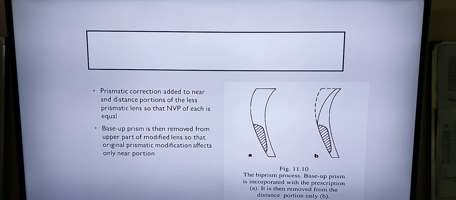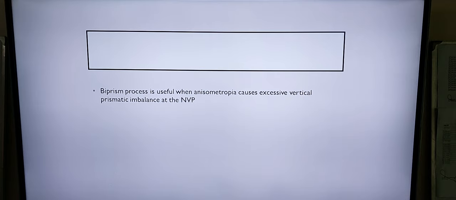In the bi-prism process, prismatic correction is first added to both the near and the distance portions of the less prismatic lens so that the NVP of each is equal. Then a base up prism is removed from the upper part of the modified lens so that the original prismatic modification affects only the near portion. It is useful when anisometropia causes excessive vertical prismatic imbalance.